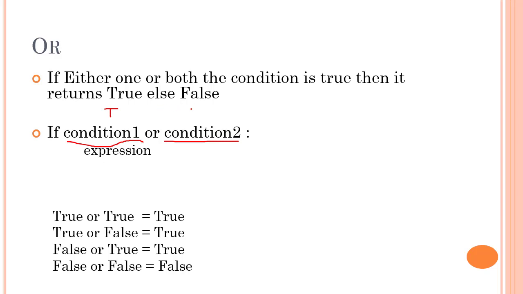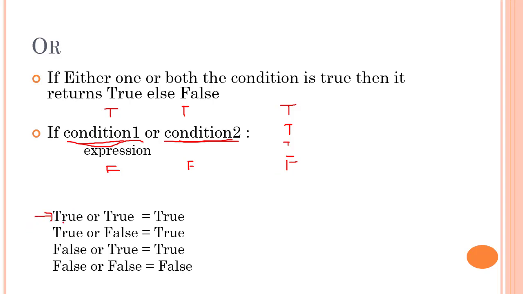What I mean is, if it is true or true, then it will return true. Again, if it is true and it is false, then it will return true only. If condition 1 is false and condition 2 is true, then again it will return true. But if both of the conditions are false, then it is going to return false. You can have a look at this one.